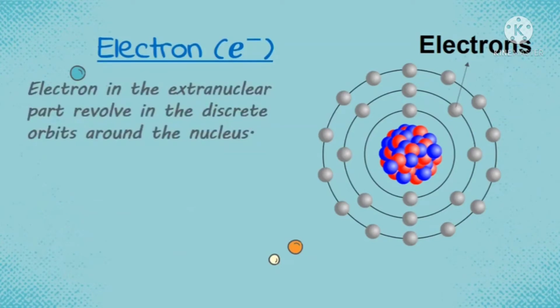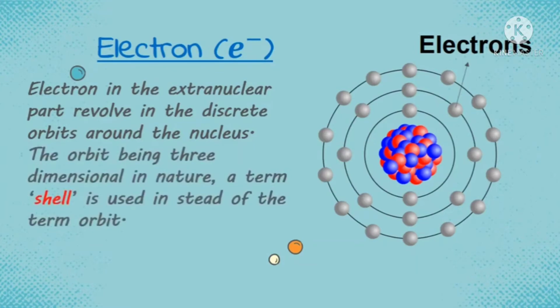As we know, electrons in the extranuclear part revolve in discrete orbits around the nucleus. म्हणजेच केंद्रकाभोवती फिरणारे जे इलेक्ट्रॉन्स आहेत ते एका विशिष्ट कक्षेमध्ये फिरत असतात.